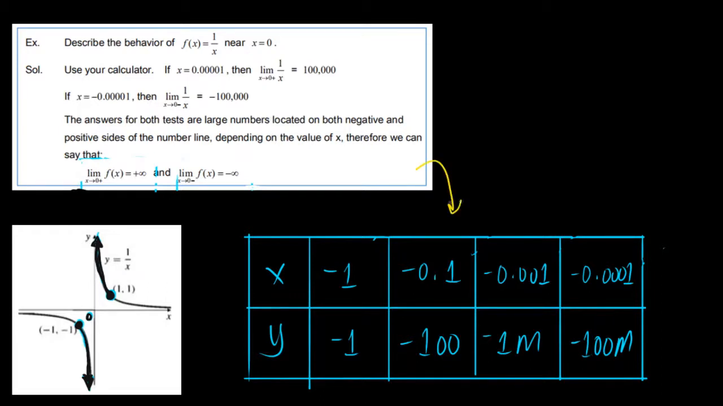We also added some values here on a table. Negative 1 again is far from 0, but I just put it for comparison purposes. If we put negative 1, by the way, this is as x approaches 0 from the left side, 1 over negative 1 is negative 1. Negative 0.1, 1 over negative 0.1 is negative 10, and so on and so forth. So just substitute. These are the values, and this is the graph for all those negative values.